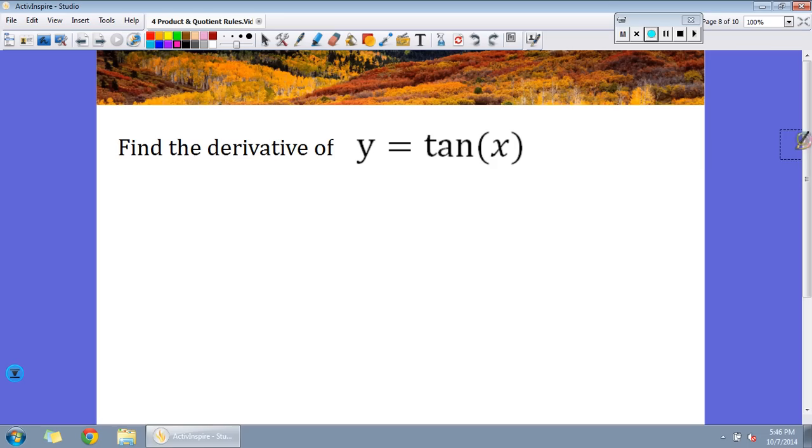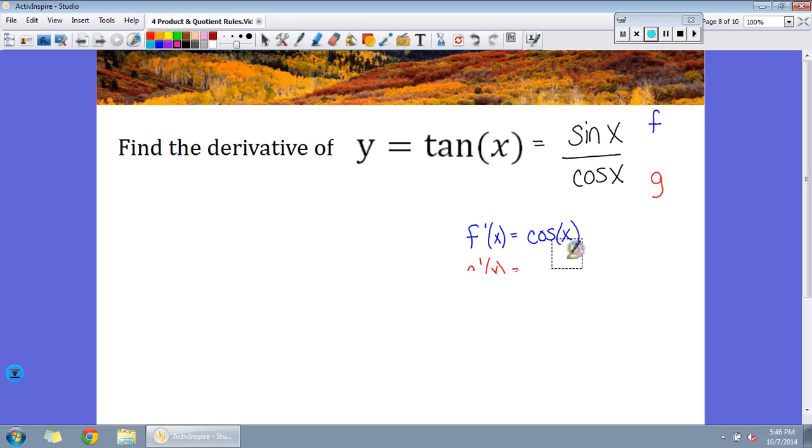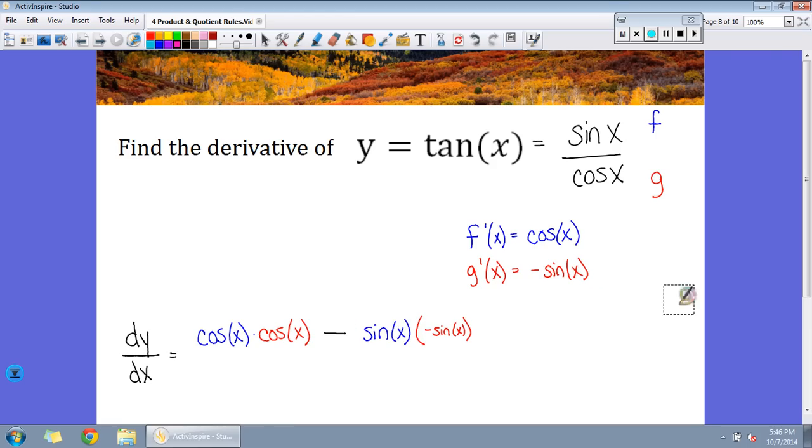To find the derivative of tangent x, we're going to use the trig identity that tangent is sine over cosine. And I'm going to label this: sine is f and cosine is g. So our derivative of f is cosine x and our derivative of g is negative sine x. Using the quotient rule, we're going to have the derivative of sine times the denominator minus the numerator times the derivative of the denominator all over the denominator squared.